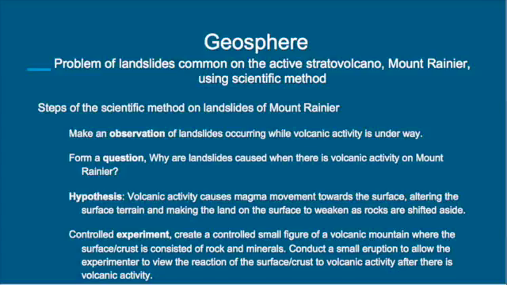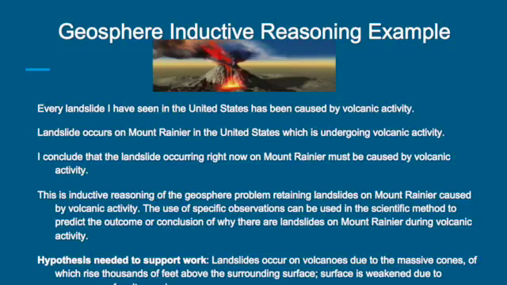Form a hypothesis: volcanic activity causes magma movement towards the surface, altering the surface terrain and making the land on the surface weaken as rocks are shifted aside. Control the experiment. Create a controlled small figure of a volcanic mountain where the surface and crust consist of rocks and minerals. Conduct a small eruption to allow the experimenter to view the reaction of the surface and crust to volcanic activity after there is an eruption. And lastly, analyze the data to see the result of the controlled experiment and draw a conclusion.